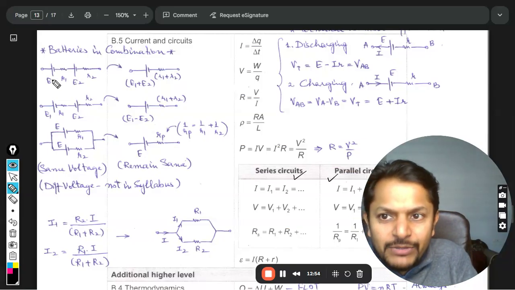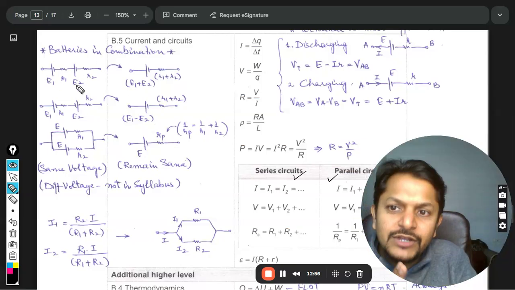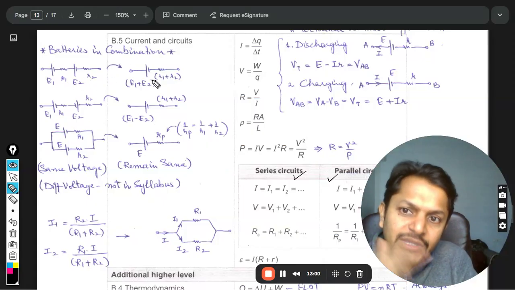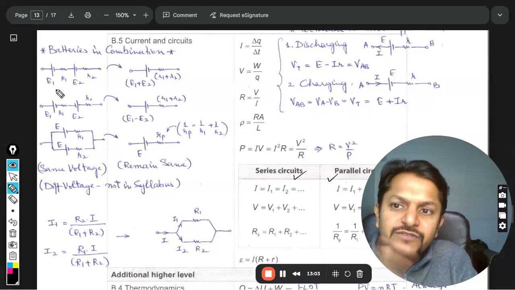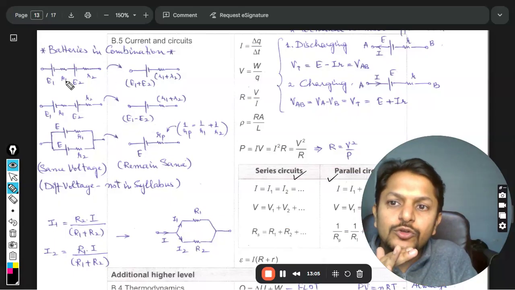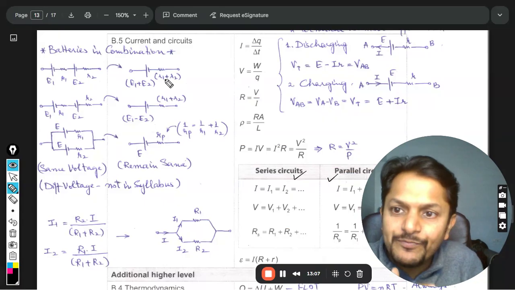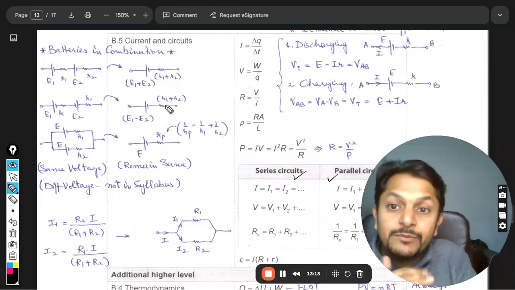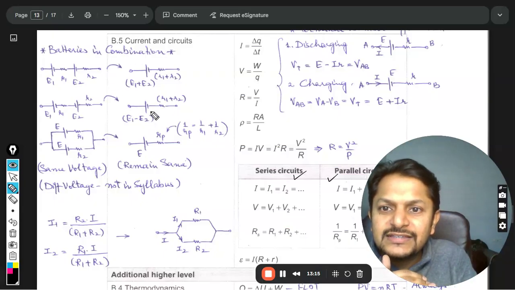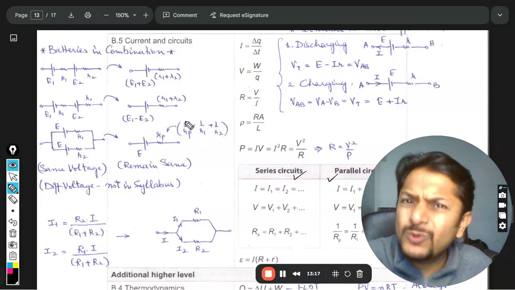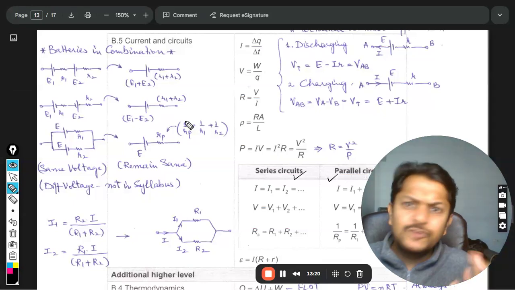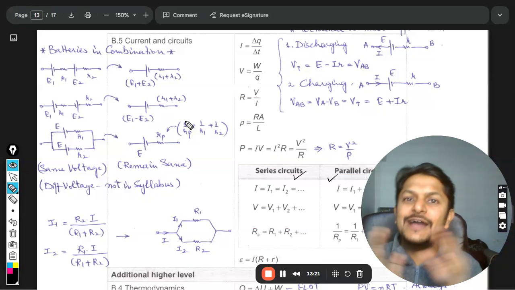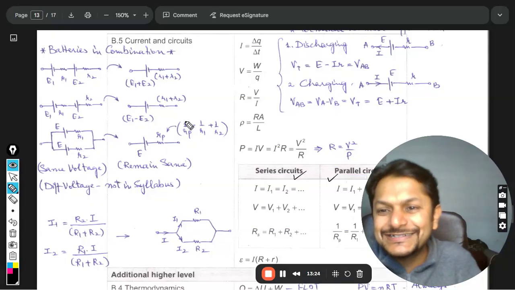So for batteries in combination, I have clearly written E1 R1, E2 R2, where R1 and R2 are internal resistances. If they have to be combined in series, the total voltage will be E1 plus E2, and the total resistance will be R1 plus R2. For the opposing case, the voltage will be E1 minus E2, and the total resistance will be R1 plus R2. This is for series, which is quite simple. I believe you understand what I'm saying. If you have a problem understanding, please watch the lectures.